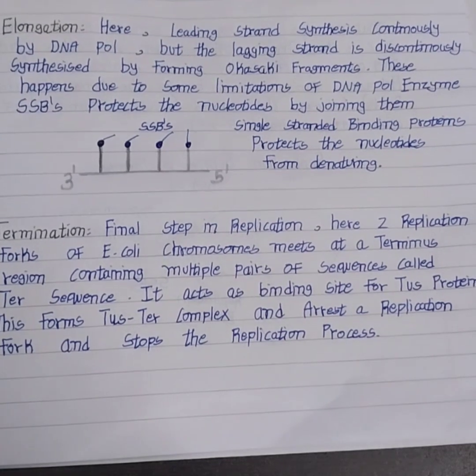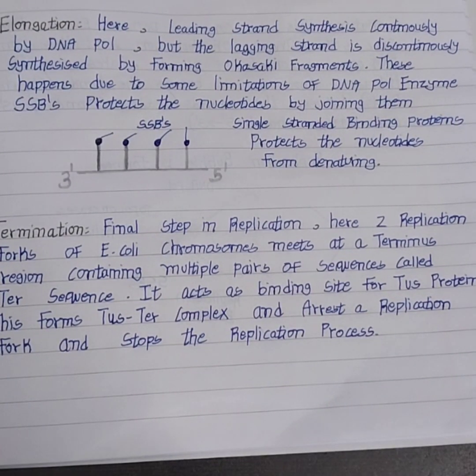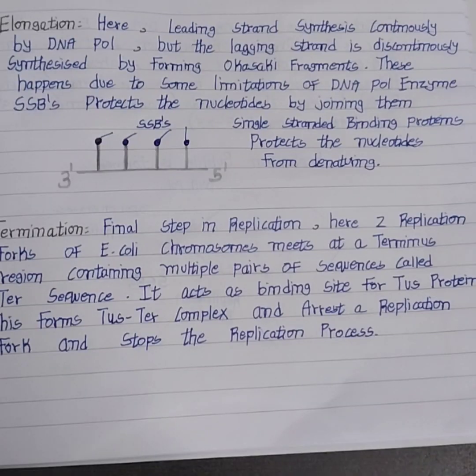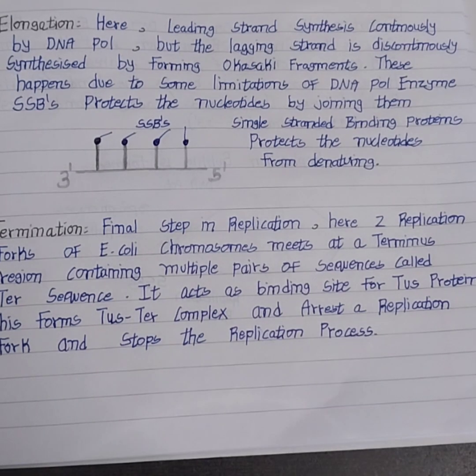Now these short Okazaki fragments are joined together by the glue enzyme, which we call DNA ligase. It ligates the base pairs in the Okazaki fragments, joins them, and forms the continuous strand from 3' to 5'. In this ligation process, energy is used, which is provided by the DNA ligase enzyme.